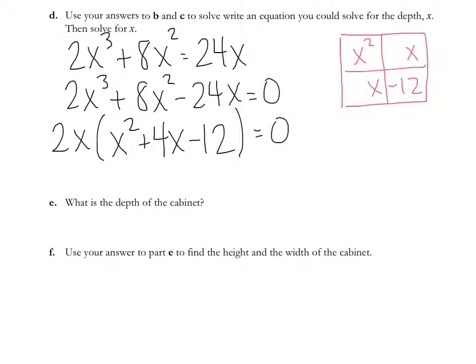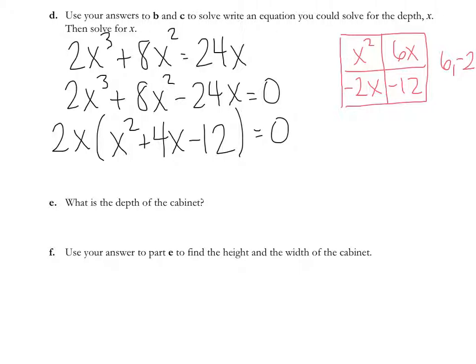So the two numbers I'm thinking about are a 6 and a negative 2. Those will multiply to make a negative 12 and add to make a positive 4. So I'm going to pick one spot to put my 6 and one to put my negative 2.